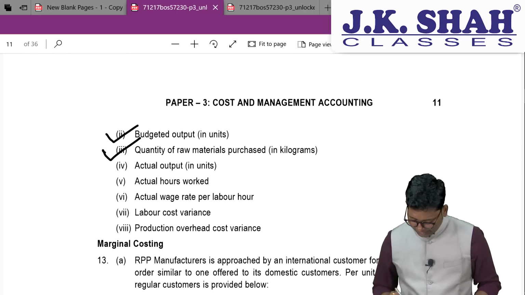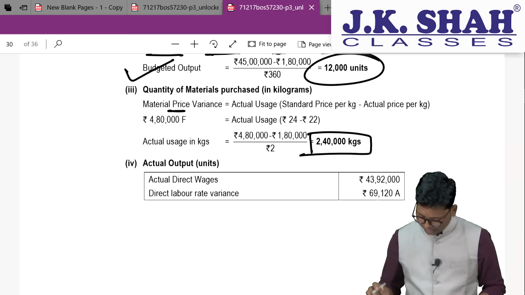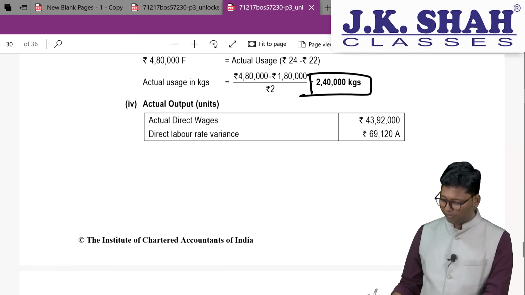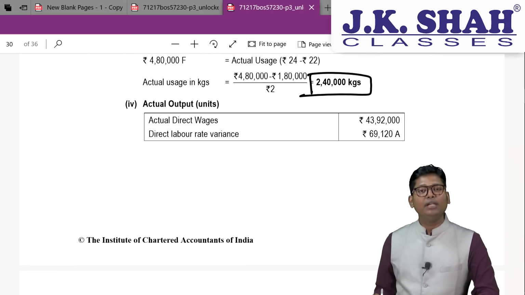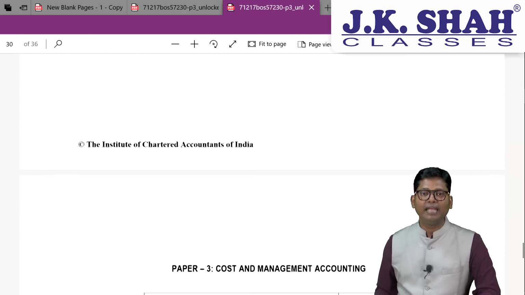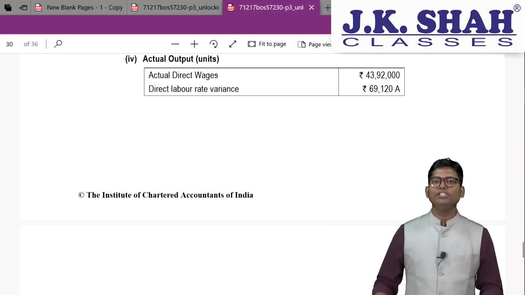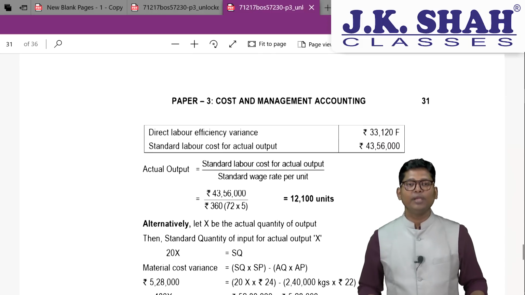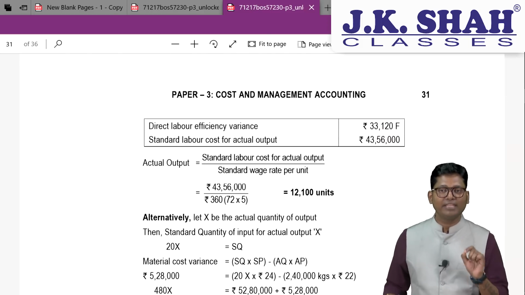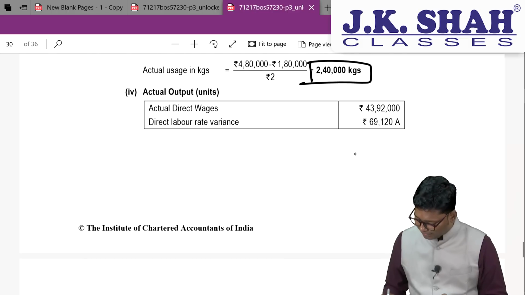Next point is actual output. If you want to calculate actual output, then again they have used actual output related information. Actual direct wages amount is available, and this amount they have adjusted with your labor rate and labor efficiency variance, right? If you adjust along with this, you get the labor cost for the actual amount. This one is the total labor cost. Again, the same correlation has been used.